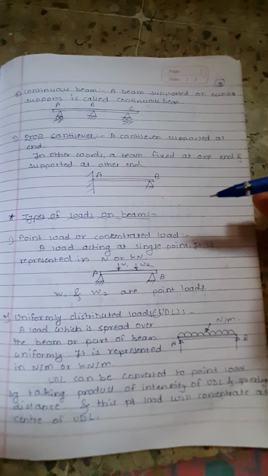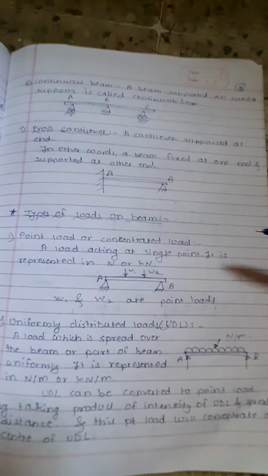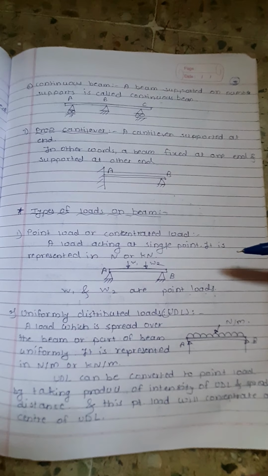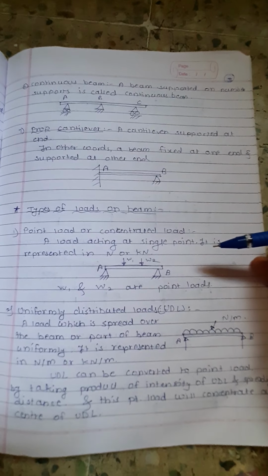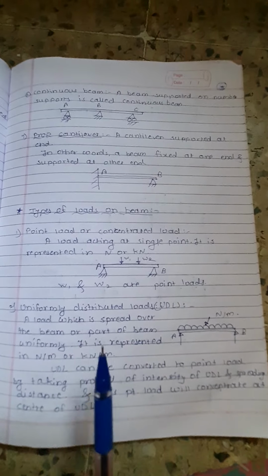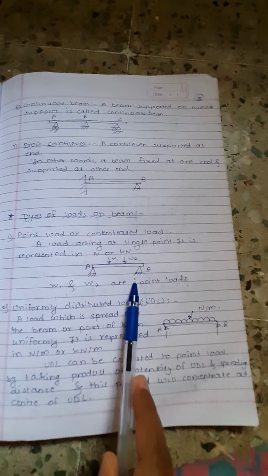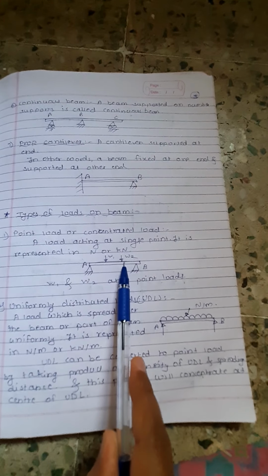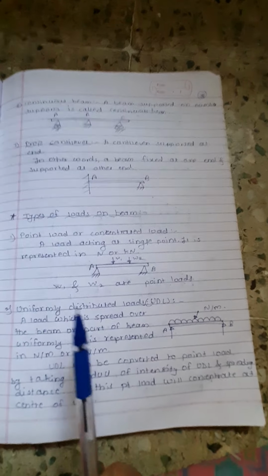Now we will see the different types of loads acting on the beam. The first is the point load or concentrated load, a load acting at a single point, and it is represented in the unit Newton or kilonewton, like in this diagram. Here the beam AB is there, on which there are 2 point loads acting, W1 and W2, at two different points. W1 and W2 are the point loads.